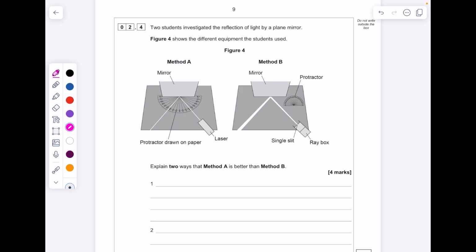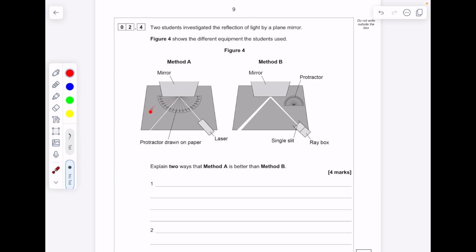2 students investigated the reflection of light by a plane mirror. Figure 4 shows the different equipment the students used. We explain 2 ways that method A is better than method B. So the first thing to point out is the fact that in method A, the protractor has been drawn on the paper versus protractor B, where you have to keep moving the protractor.